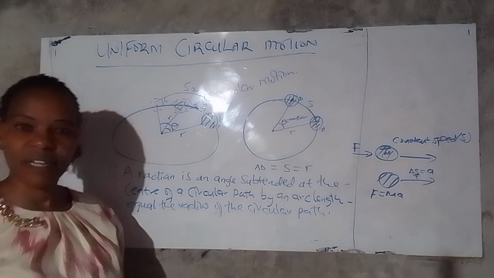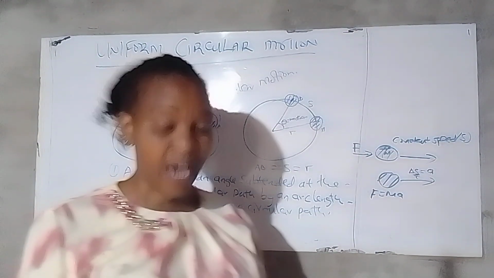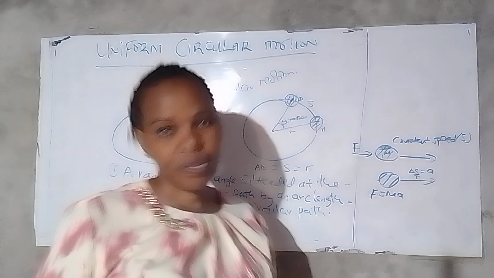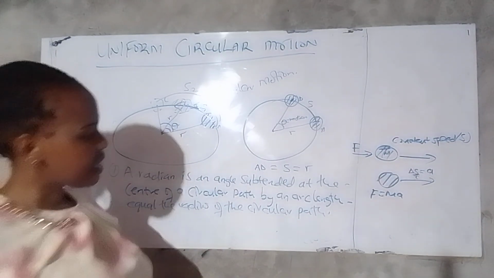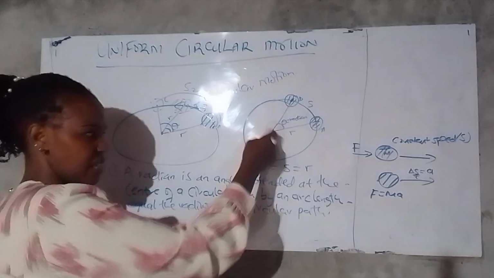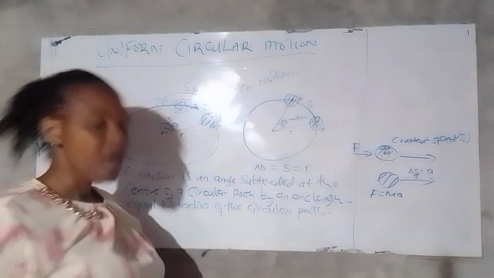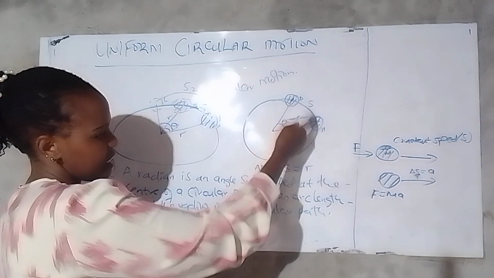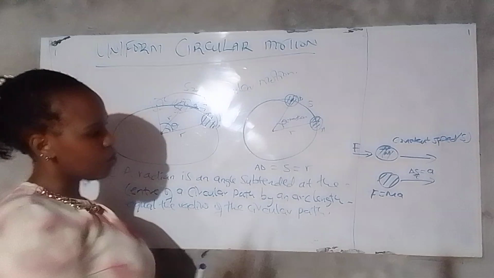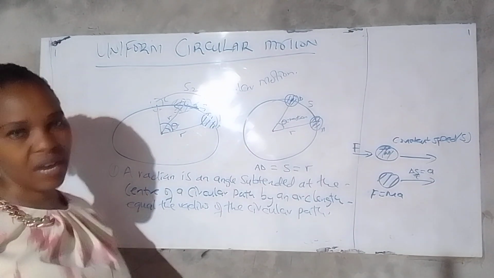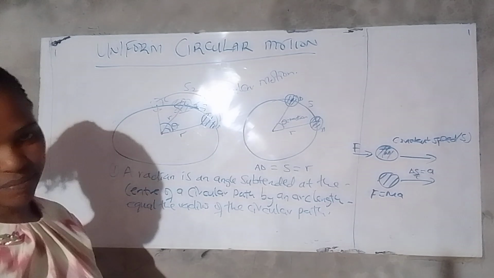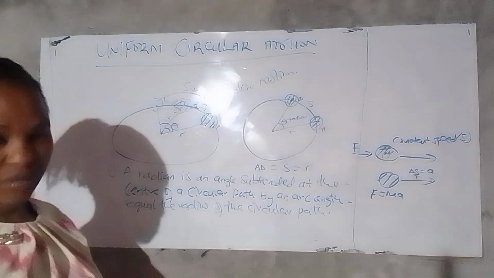So a radian is an angle, okay? A radian is an angle. And it is not only just any angle. It is an angle that is subtended at the center of the circular path by an arc length equal to the radius. So when S equals R, the angle we subtend at the center is known as a radian. That is very important, okay?